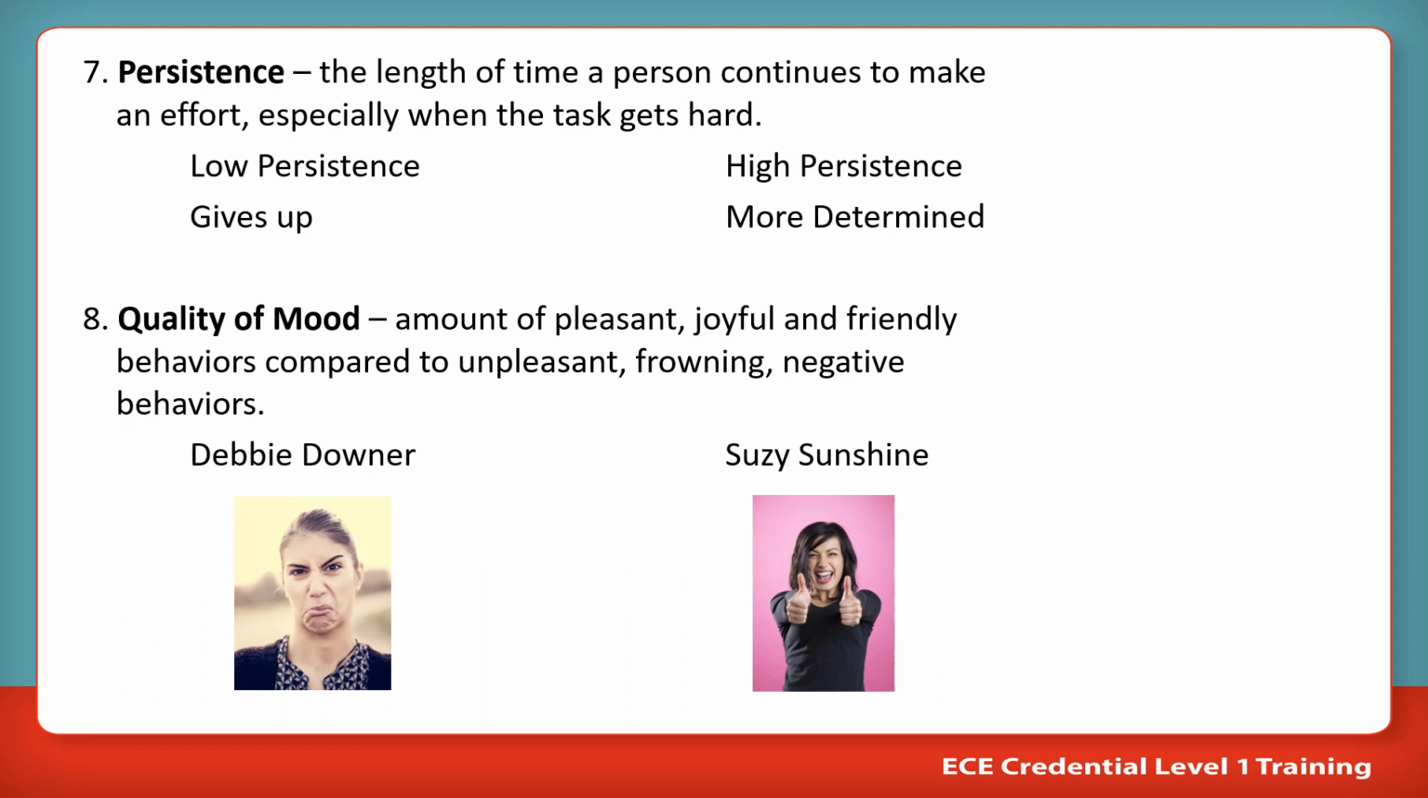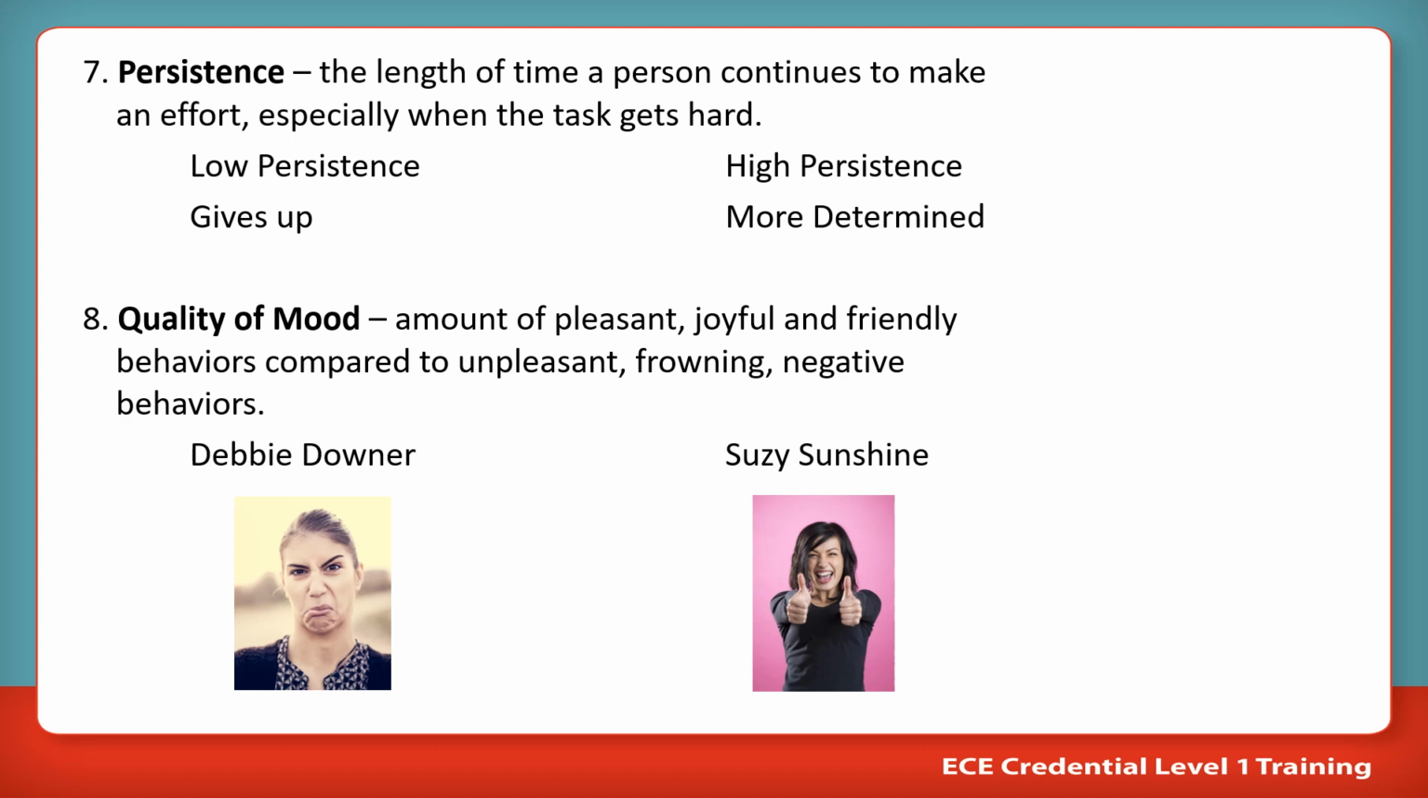Number seven here is persistence, which is the length of time a person continues to make an effort, especially when the task gets hard. So some people with low persistence give up very quickly, versus somebody who is very persistent is more determined, and they're going to try to see a task through to its completion.